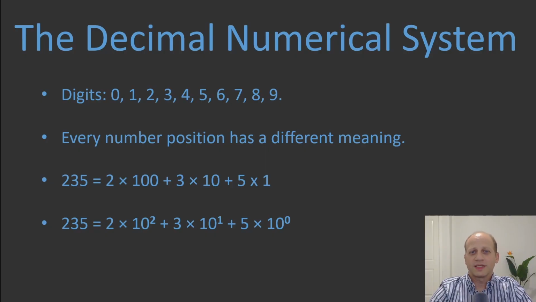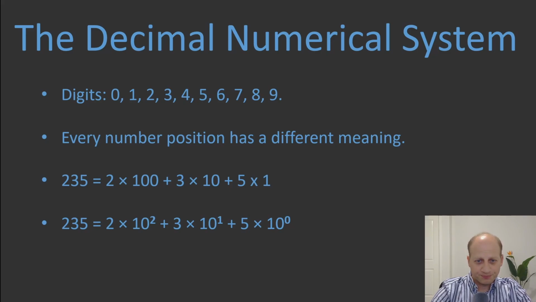For example, let's take the number 235 and see how it's built. So 235 is 2 multiplied by 100 plus 3 multiplied by 10 plus 5 multiplied by 1. You can see that the most right position means that the number in that position should be multiplied by 1. In other words, how many times we count 1. For 3, it's in the next position, and it means how many times we count 10. And for 2, it's how many times we count 100.